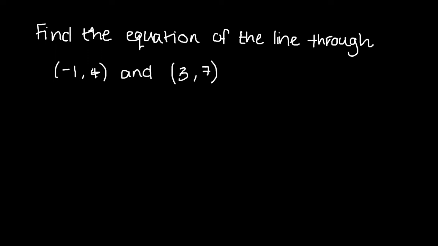So let's try another example. So I want to find the equation of the line passing through the points (-1, 4) and (3, 7).